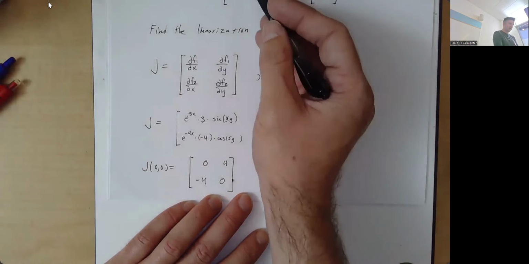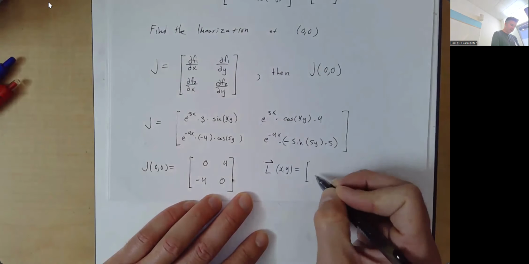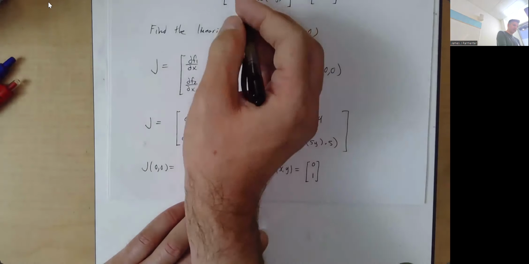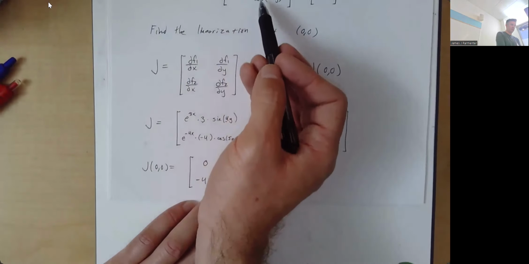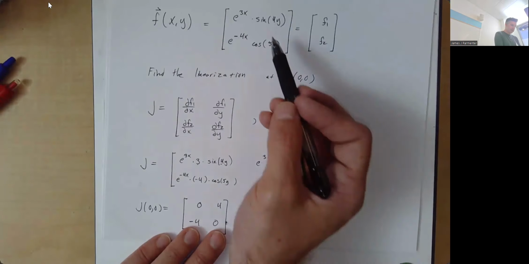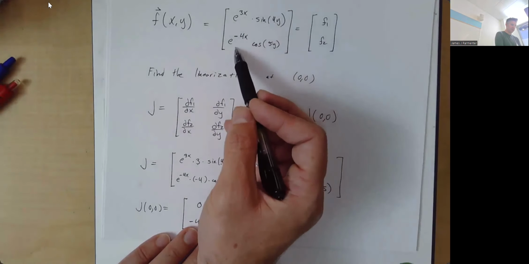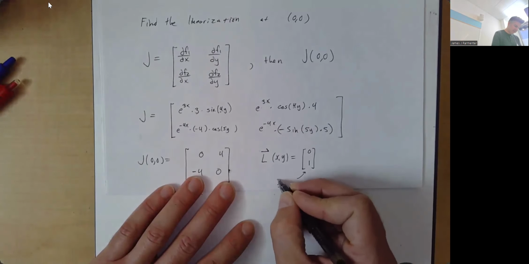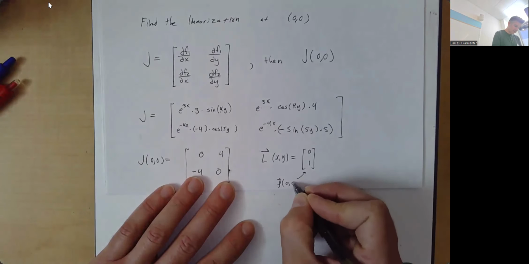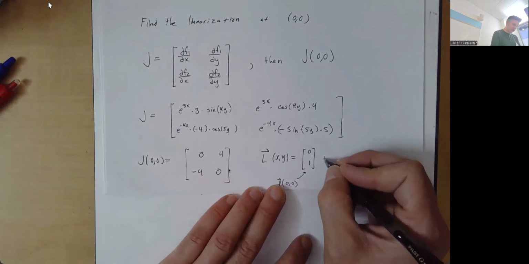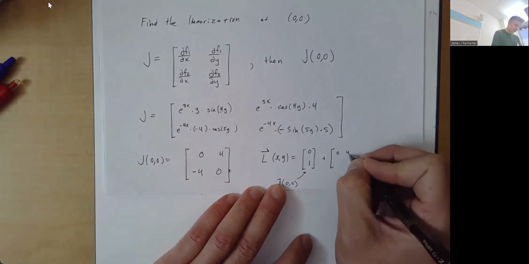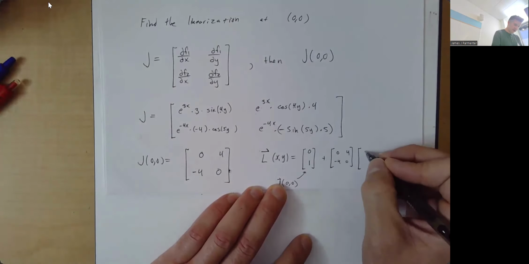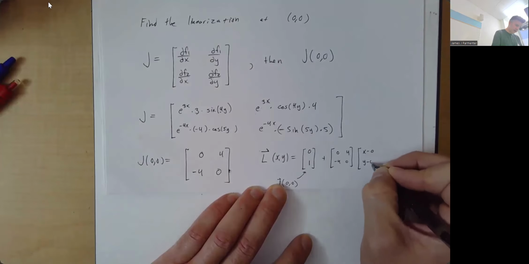So if I plug in 0 for x and 0 for y, I'm going to get 0 and 1, because e to the 0 times sine of 0 is 0, but e to the 0 times cosine of 0 is 1. So that right there is your f of 0, 0, plus your Jacobian, 0, 4, negative 4, 0, multiplied by x minus the x coordinate, y minus the y coordinate.